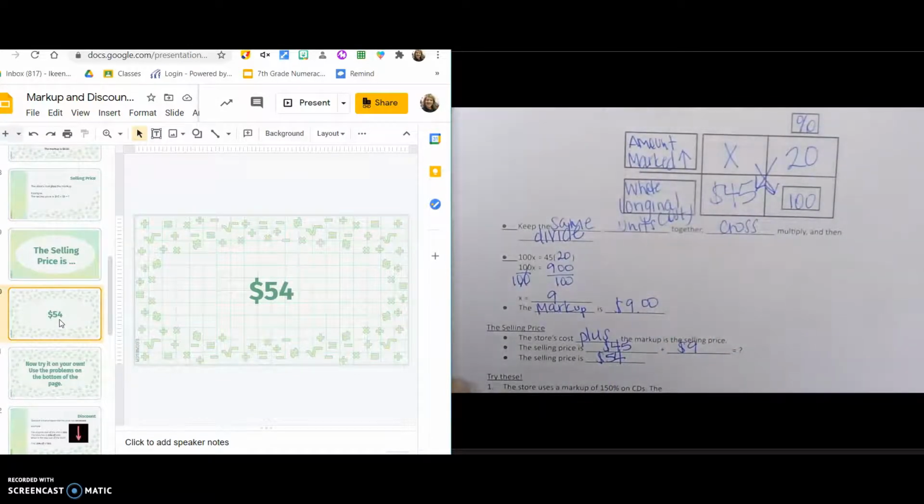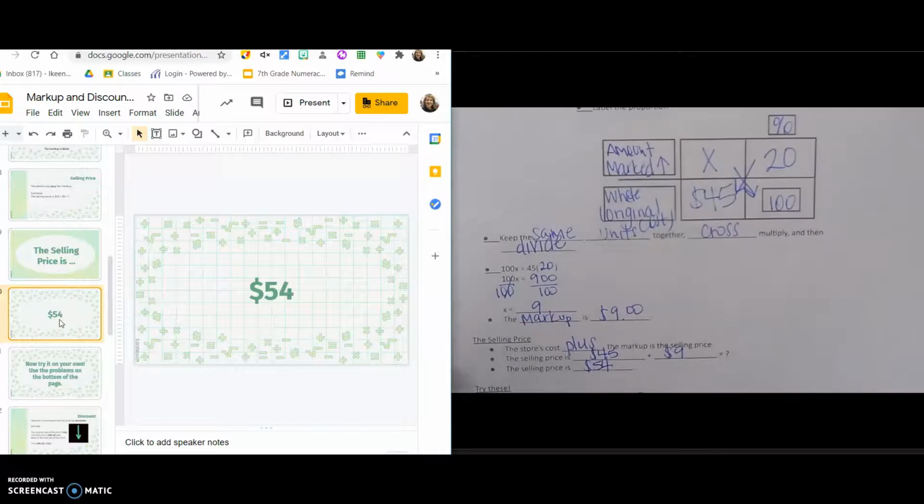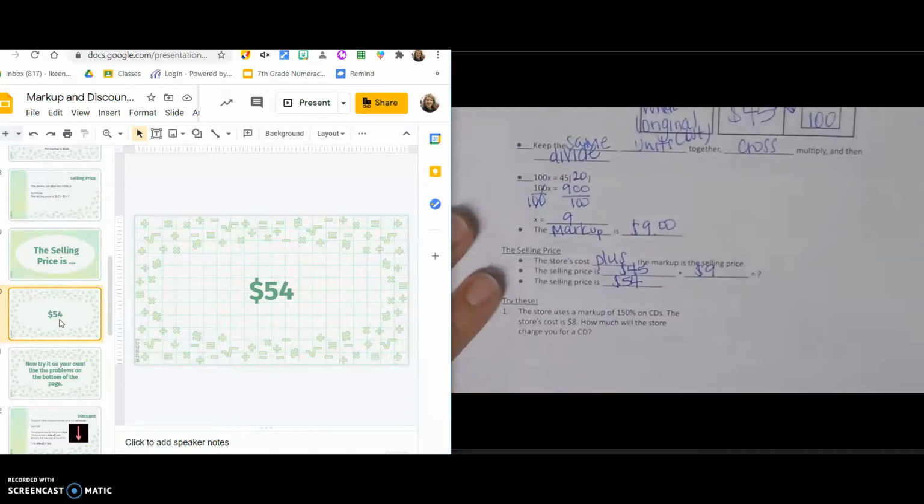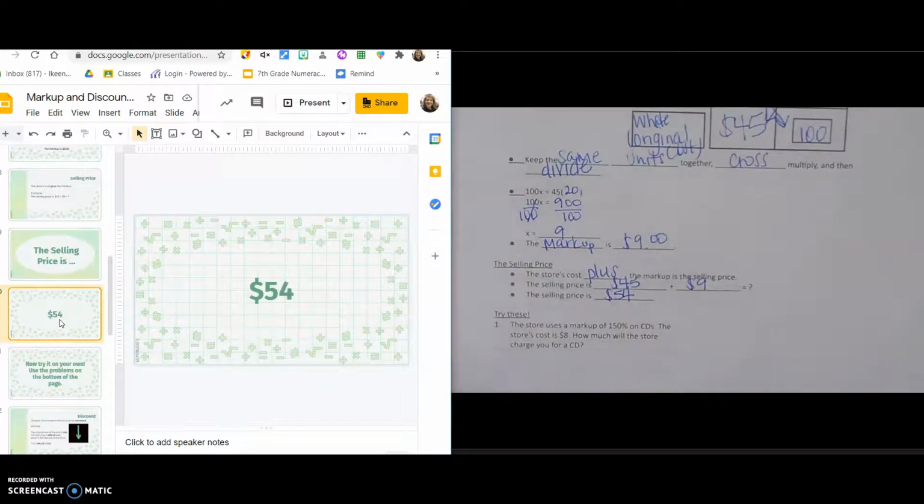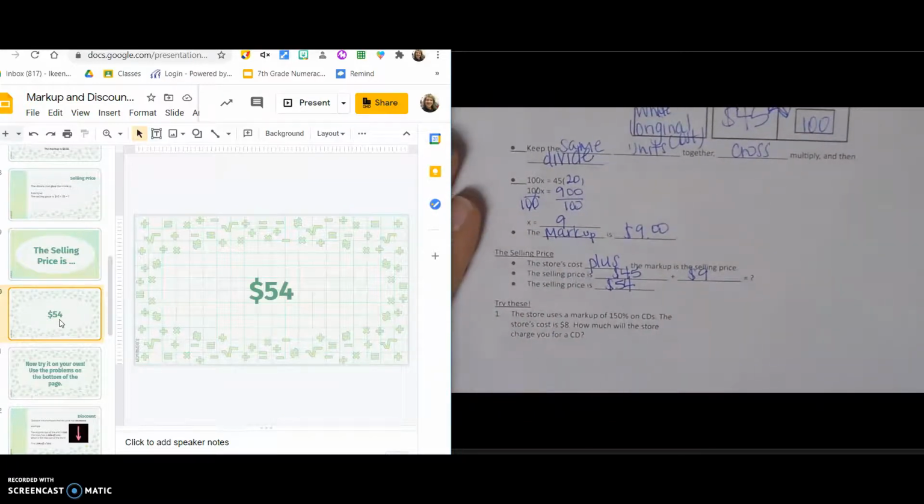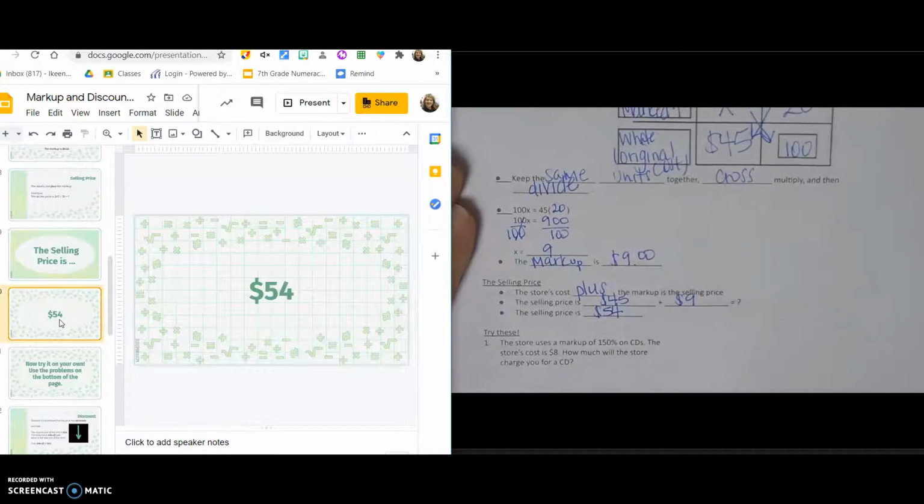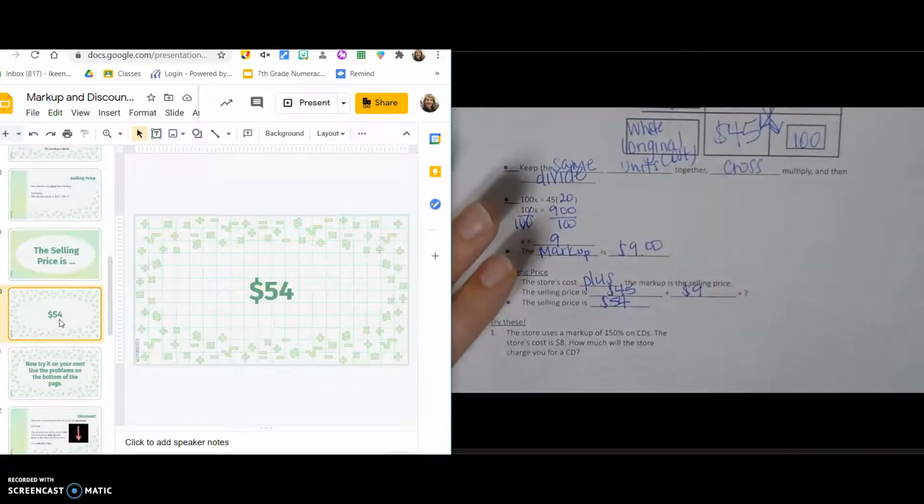Okay, so the sale price is $54. There are two problems at the bottom of your page. So what I'm going to ask you to do now that you know how to solve a markup problem, I'm going to ask that you pause the video right here. Try to complete numbers 1 and 2 on your own. Come back to the video and unpause and check your answers, okay? So pause right here. Just want to make sure you're going to do it. Okay, good. Pause right here. Come back and check your answers.